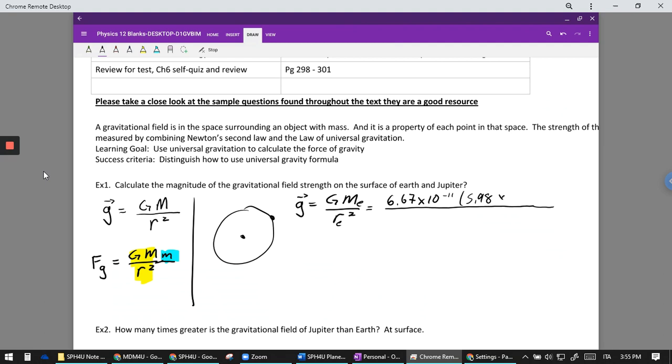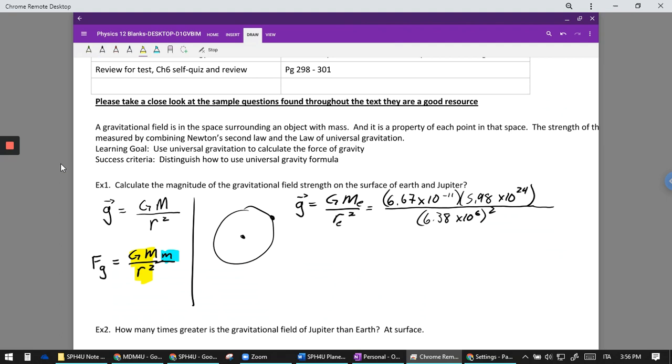5.98 times 10 to the 24. And then the distance from the center of the Earth to its surface, also called the radius of the object in that table. So 6.38 times 10 to the 6, okay? And that is squared. So basically what we're looking at here is we're just going to go ahead and multiply all this through.